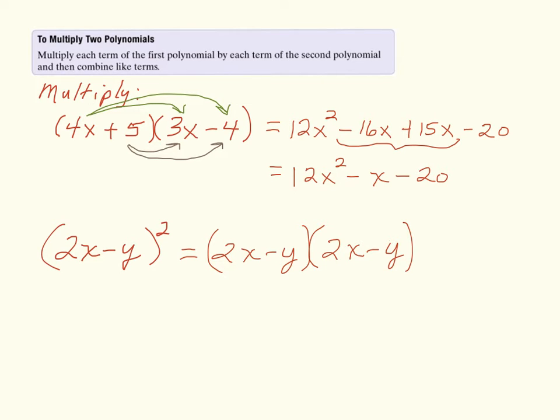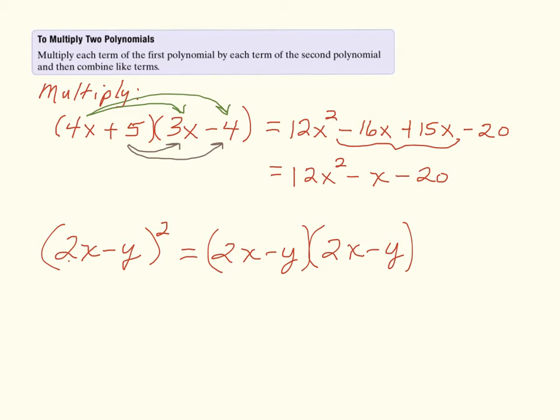This is not saying you can take 2x and just raise it to the second power, and the y and raise it to the second power. That is not what it's saying. Somebody's going to do that, and I'm going to be very, very upset, because this is not what it's saying. Anything raised to a power means that thing times itself that many times. So 2x minus y squared is a binomial that you have to multiply by itself. And it's a four-step process.